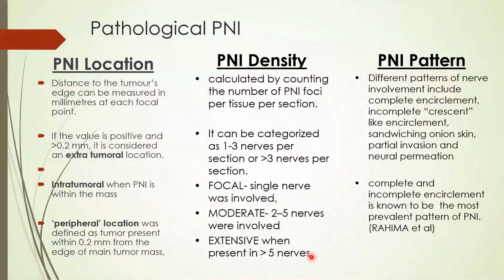Then density. So how is density calculated? By the number of perineural invasion foci per tissue section. Generally it is described as 1 to 3 or more than 3. However, a few authors have suggested grading it as focal, moderate, and extensive. Focal is when only one nerve is involved. Moderate is 2 to 5 nerves, and extensive is when more than 5 are involved. And finally, the patterns can be described such as complete encirclement or incomplete crescent-like encirclement, sandwiching, onion skin, and partial invasion, and complete and incomplete encirclement are the most prevalent patterns seen.